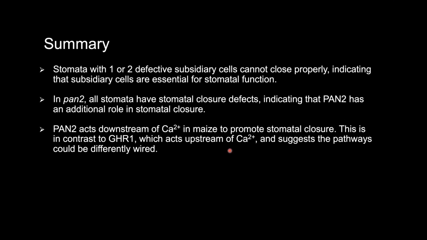So, as a summary, our study indicated the necessary function of the subsidiary cell for stomata function in maize, and we found another protein, PAN2, that has an important role in stomata closure, and it is different from GHR1 in the model plant Arabidopsis.